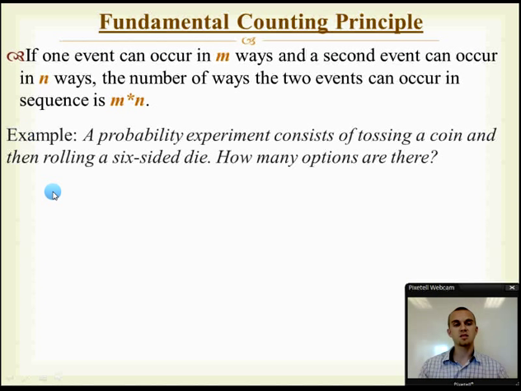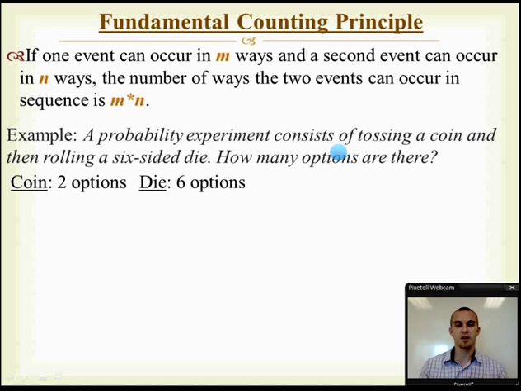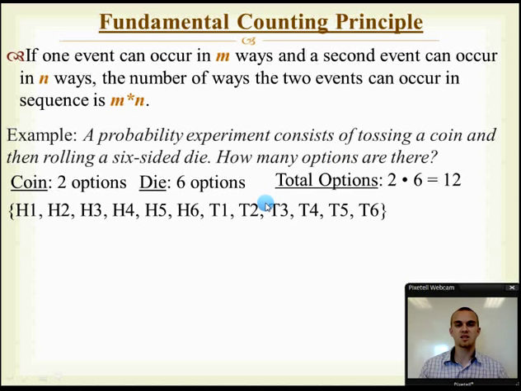So let's go back to the example we just had. If I start by flipping a coin, I've only got 2 ways that can happen. It's either heads or tails. If I look at rolling a die, I've only got 6 options because it's one of the 6 sides. If I multiply them together, I'm going to get 12 total options. And if I look back at my tree diagram and my sample space, I had 12 specific options that I found.